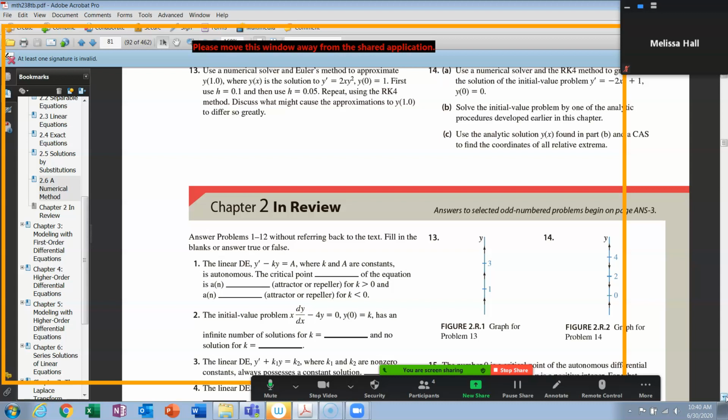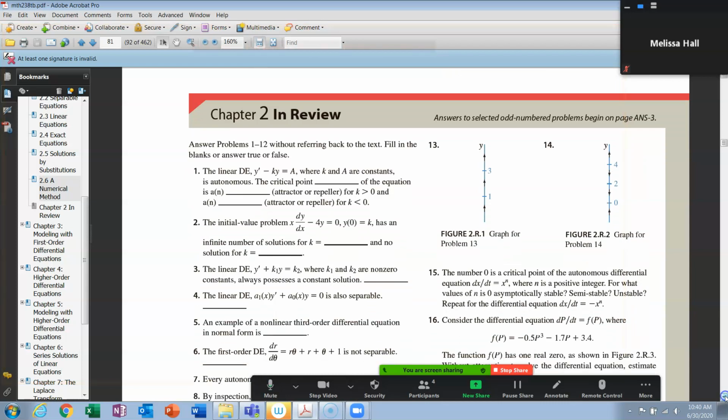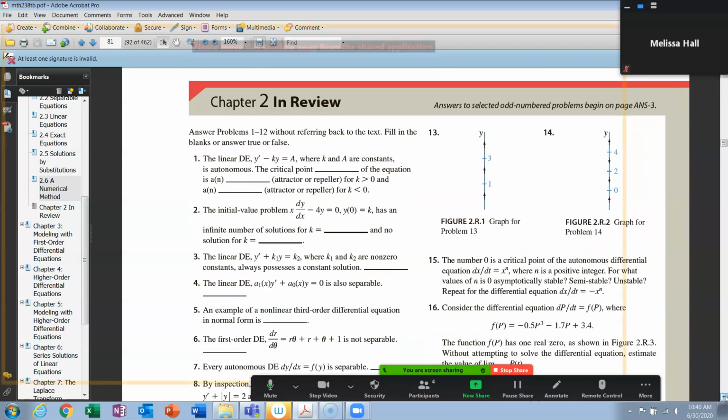Okay. Now, that's the end of the section 2. Chapter 2 in review. If you feel like you need more problems to work on, all these odd ones are in the back of the book, so you can do those, or at least some of them are. Selected odd number problems are in the back, so you can do any of 1 through 11 if you choose to. That's sort of fill in the blank.